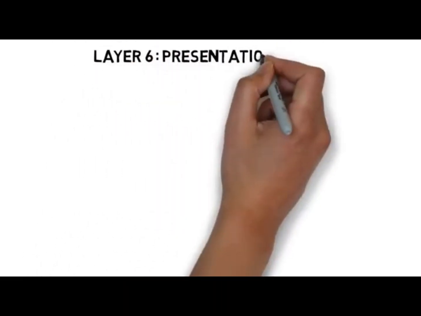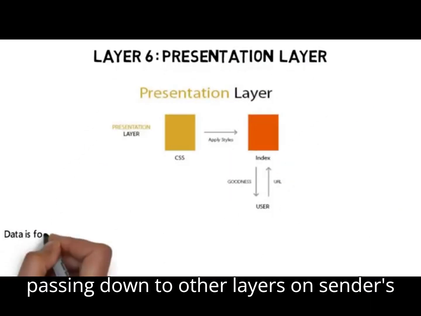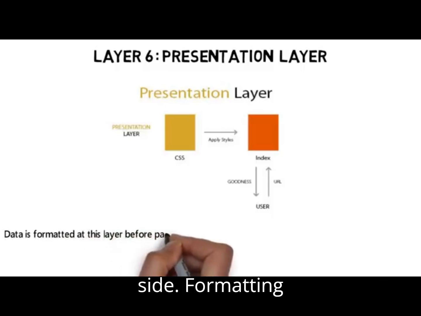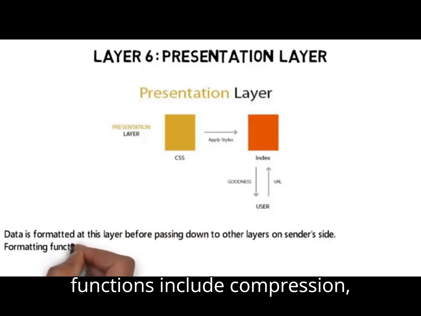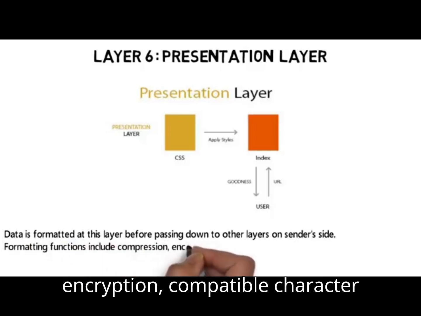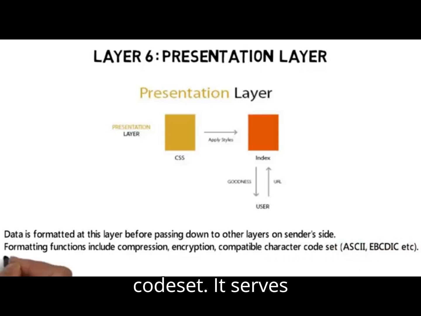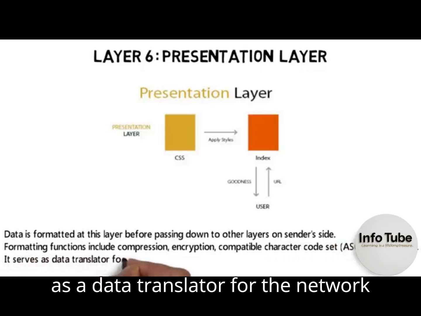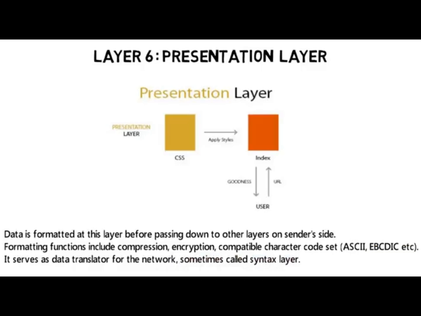The layer 6 is the presentation layer. Data is formatted at this layer before passing down to other layers on sender's side. Formatting functions include compression, encryption, compatible character code set. It serves as a data translator for the network and sometimes called syntax layer.